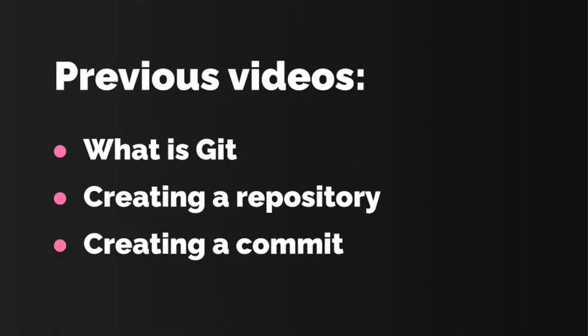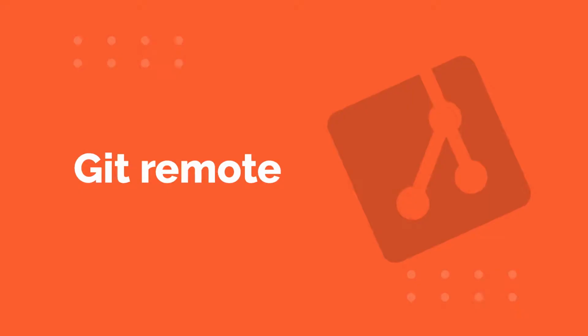In the previous videos we covered the basics of Git, how to create repositories and how to create commits. In this video we'll see all about Git Remotes. A Git Remote is the way through which we can collaborate or share our projects with our team. Think of a remote as someone else's repository. Every local repository can be associated with a number of remote repositories.